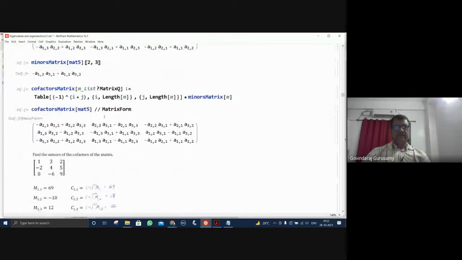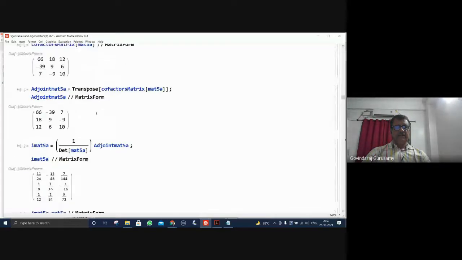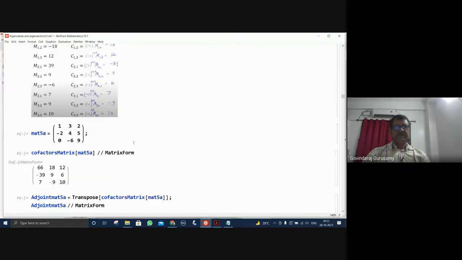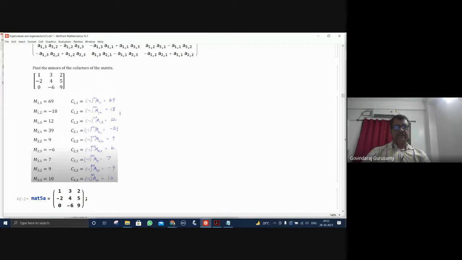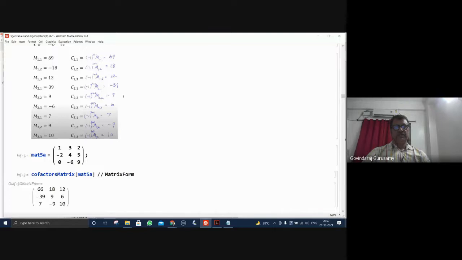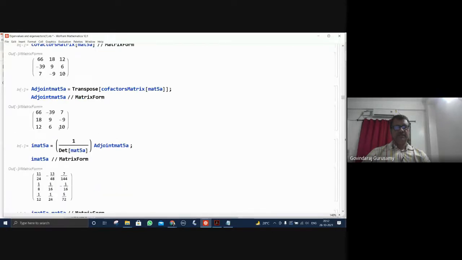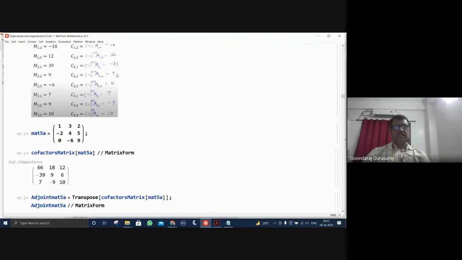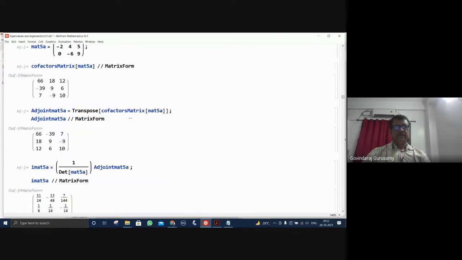So now, with these minors and cofactors, it's possible for us to find directly the minors and the cofactors. For example, matrix 5A is this, cofactors are this. You can see here 66, 18, 12; minus 39, 9, 6; 7, minus 9, 10. That has been found by just adding these cofactors in the matrix form.